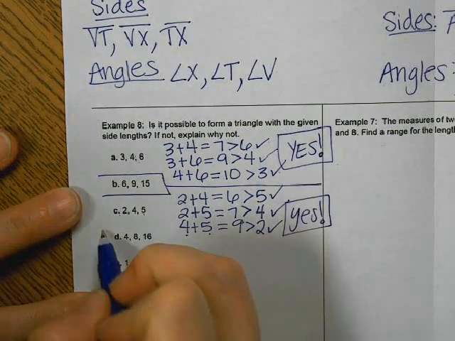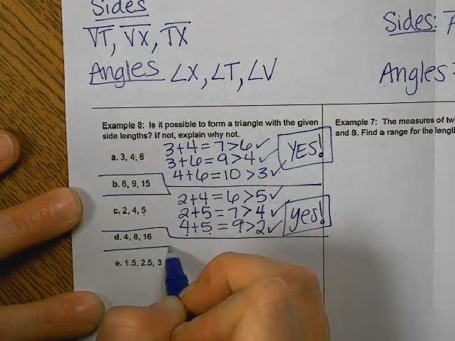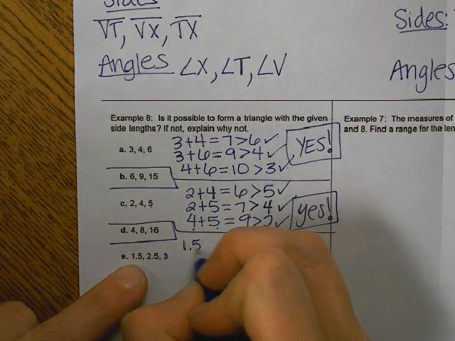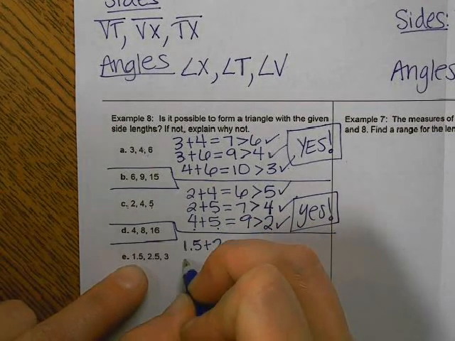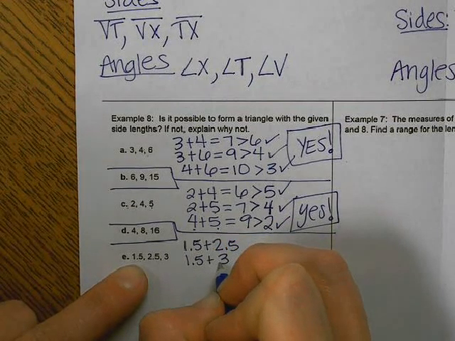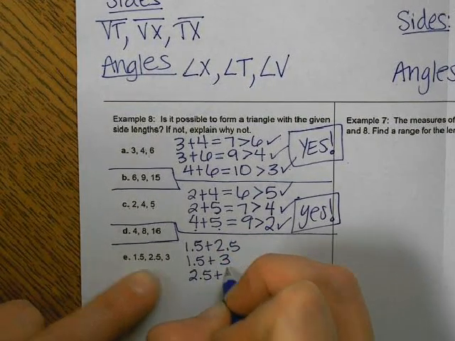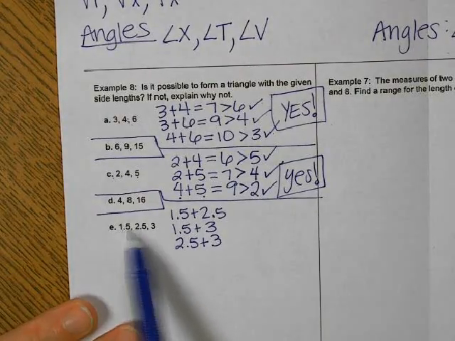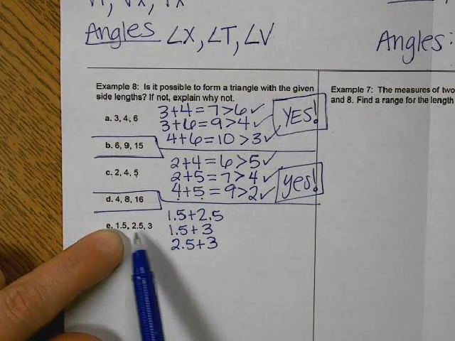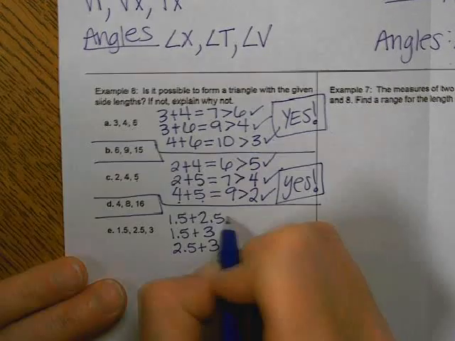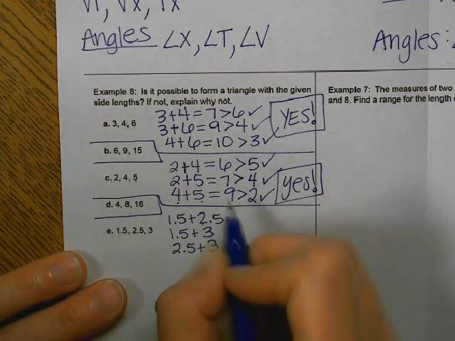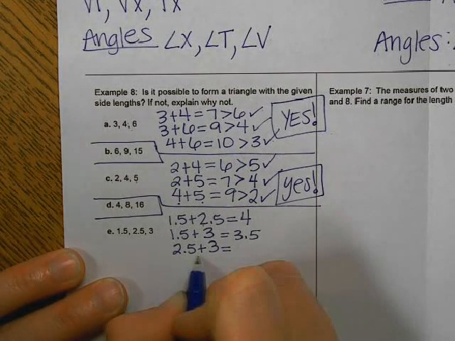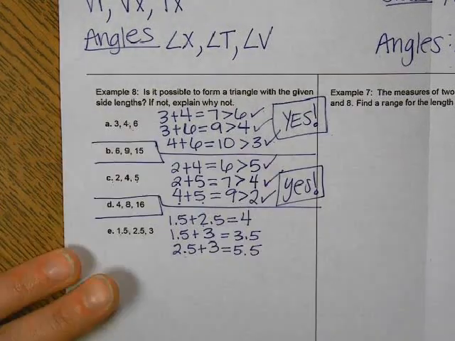Okay. I'm going to do the same thing. I'm going to skip D. I'll do that one at the bottom. Alright, let's talk about E. So we're going to say 1.5 plus 2.5, 1.5 plus 3, 2.5 plus 3. Okay. How did I get that? Remember, it's the first 2, and then I did the first and the last, and then I did the second and the last. So add these together. This gets you 4, this gets you 3.5, and this gets you 5.5.